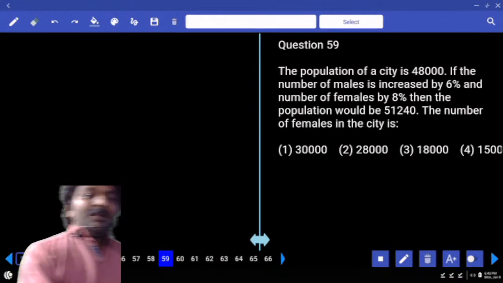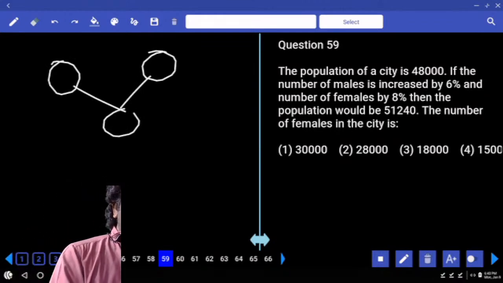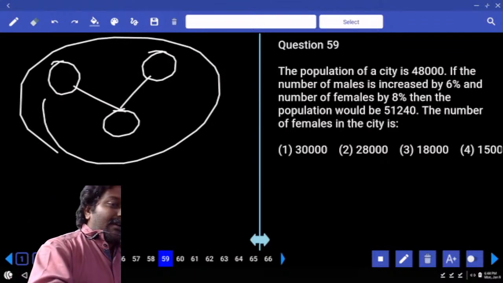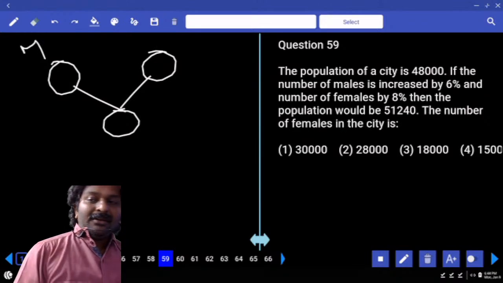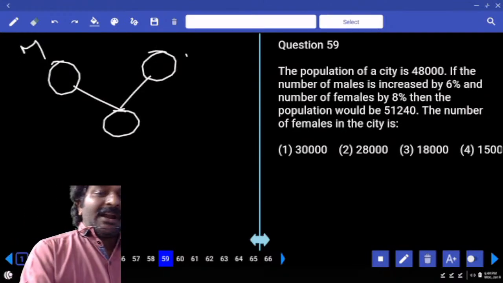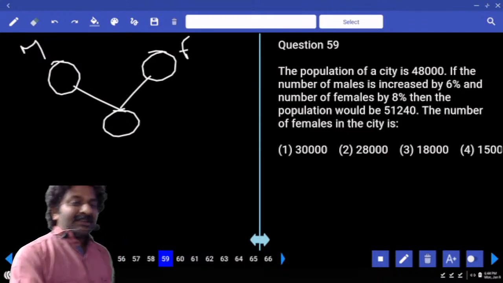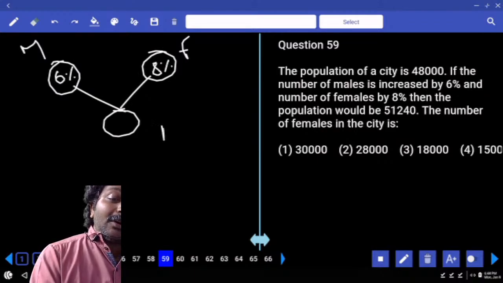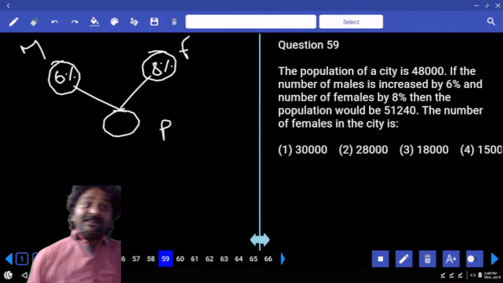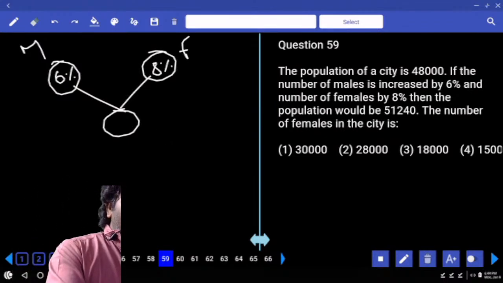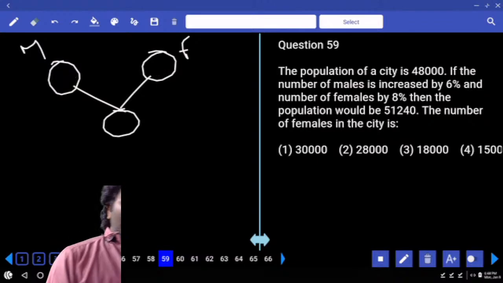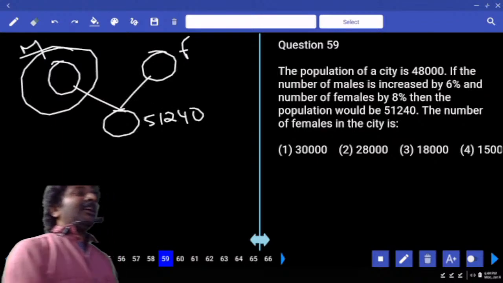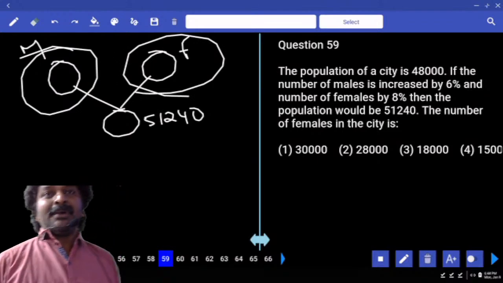Alligation and mixture. When you want to use alligation and mixture here, these 3 values must be of the same kind, right? So regarding males, the increased value is 6%. Regarding females, 8%. Now if you use 6% here and 8% here, regarding total population, here also you must use percentage only. Otherwise, if you want to take total population as the number 51,240, here also you should take a number, and here also you should take a number. How do you get the number?